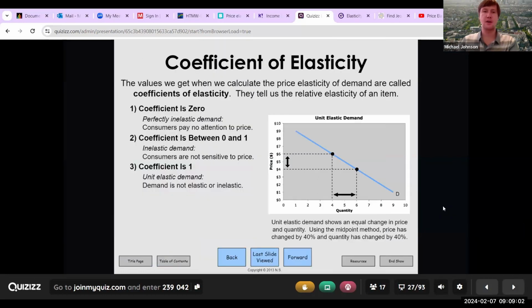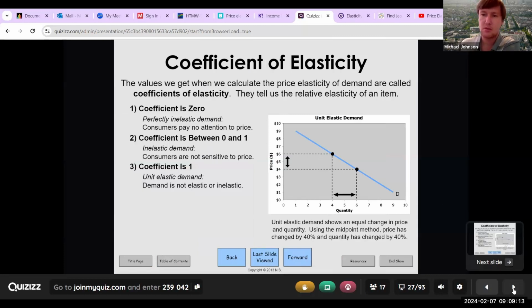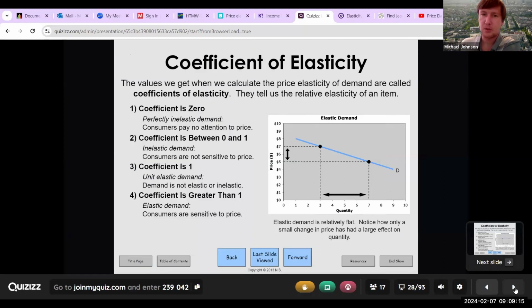So coefficient is 1, unit elastic demand. Demand is not elastic or inelastic. So if there's a 1% increase in price, there'll be a 1% decrease in quantity demanded. So it's equal basically. So coefficient is greater than 1, elastic demand, so consumers are sensitive to price.